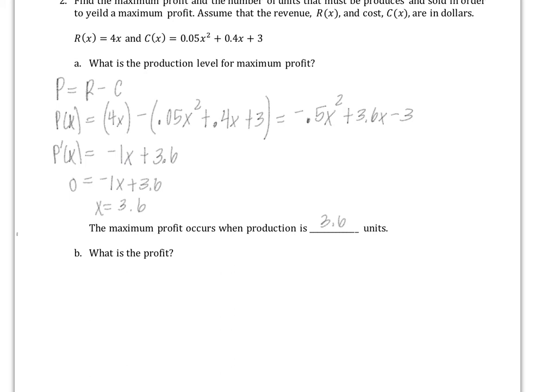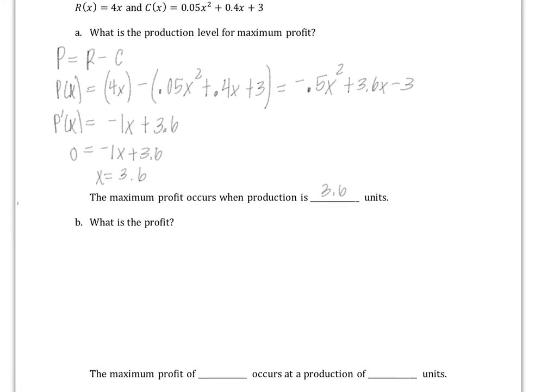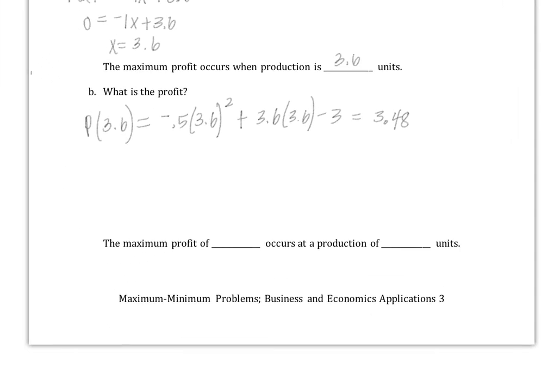Again, it occurs at the x value of 3.6, but the profit itself, the maximum, and it doesn't say maximum here, but it is asking for profit. That is your y value. So P of 3.6. And I end up getting 3.48.